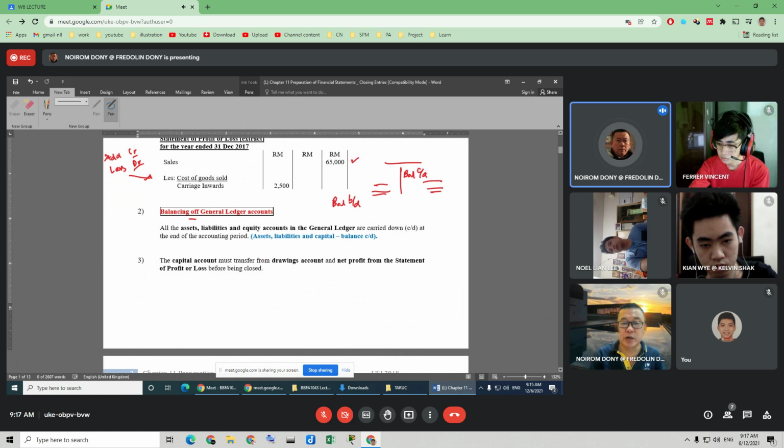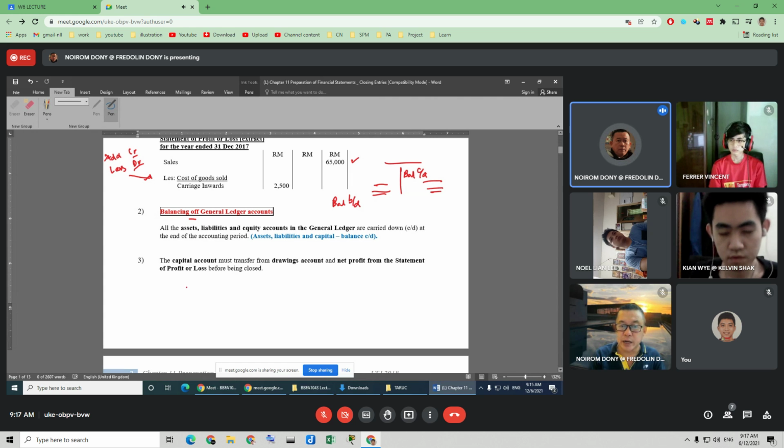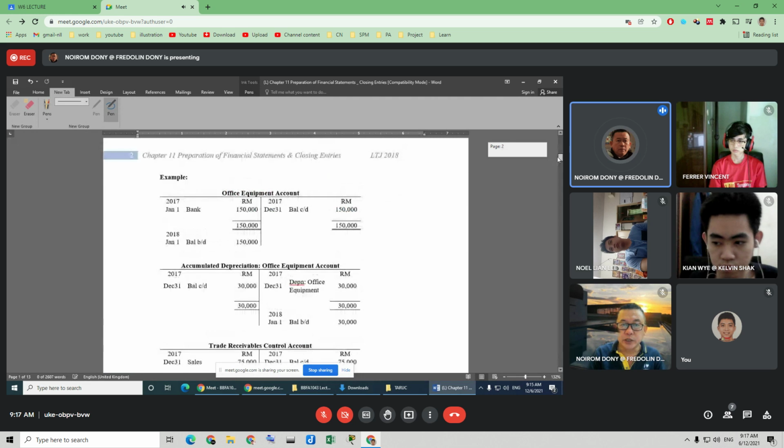Capital account must transfer from drawing account and net profit from statement of profit or loss before being closed. Okay, so drawing and net profit will be shown in the capital account. So there are three: capital account, drawing, and net profit. We show it in the equity side. Okay, so this is what happened.